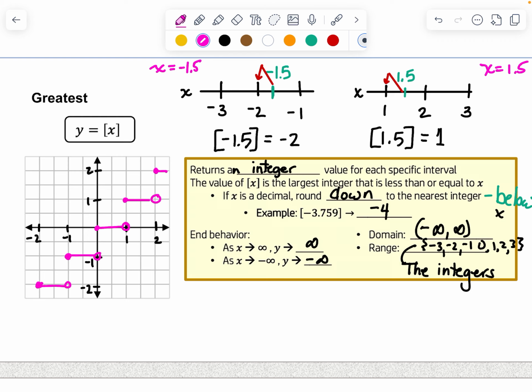So if x is a decimal, you round down to the nearest integer below. So another example is negative 3.759. You get negative 4 for a value. Then as x goes to infinity, y also goes to infinity, but this is not a continuous graph. It's discontinuous. But it makes sense, and there's some practical applications for this very much with shipping.